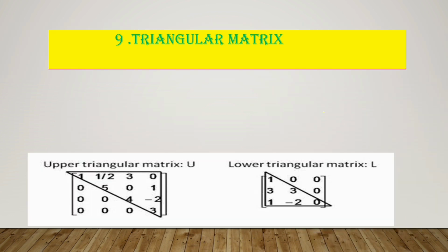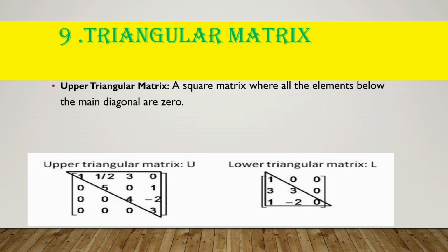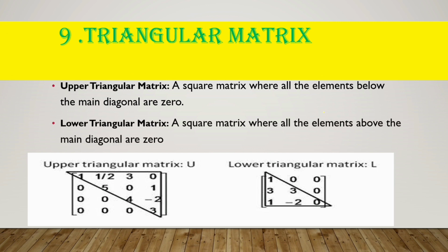So the next one is triangular matrices. Here we have two types of triangular matrices. We have upper triangular matrices and lower triangular matrices. So upper triangular matrices is a square matrices where all the elements below the main diagonal are zero.